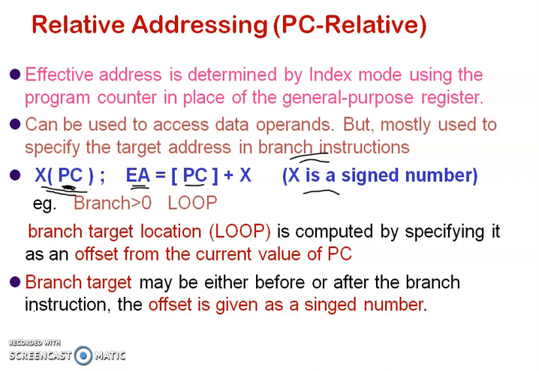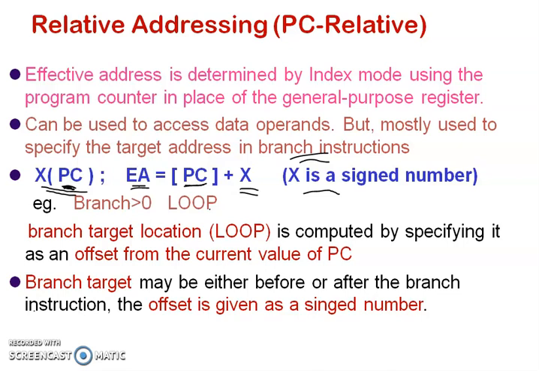In this video we are going to learn the remaining addressing modes, starting with relative addressing mode. We have learned what relative addressing mode is, and we have seen that it makes use of the PC in place of the registers, and the effective address is calculated as EA is equal to PC plus X, where X is a signed number, and this can be used in the branching conditions.